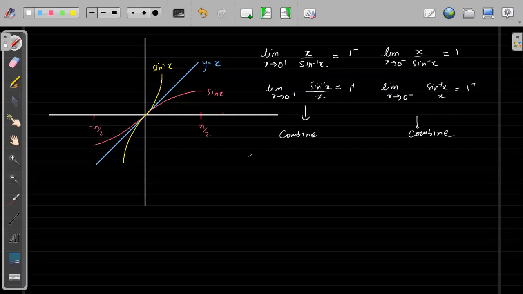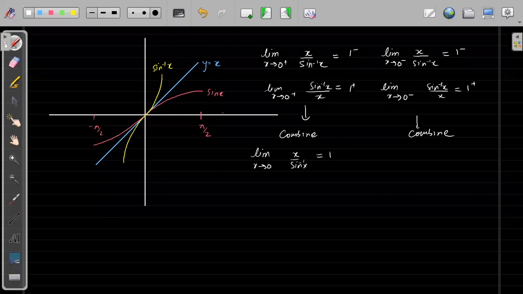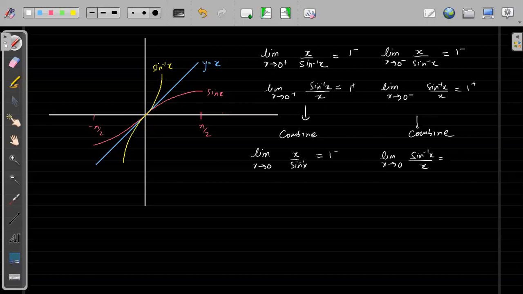So limit of x tending to 0, x upon sine inverse of x will be equal to 1, but to be exact, this will be 1 minus, and limit of x tending to 0, sine inverse of x upon x will be equal to 1 plus. Okay, so copy this one also. So now this is the final result.